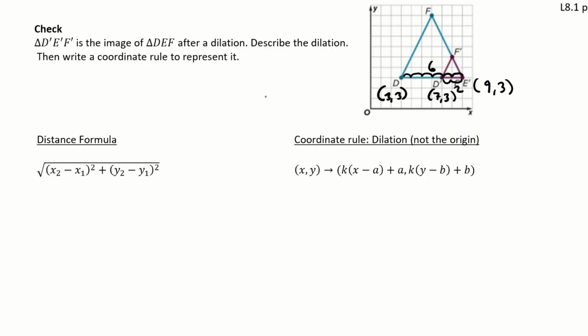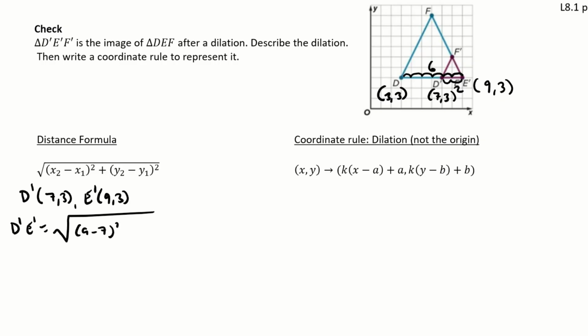So we could do that. However, I am going to do the distance formula just so you can see how it works. Okay, so let's write down the coordinates. Let's do D prime and E prime. D prime is 7, 3. E prime is 9, 3. And so we can do the distance formula. D prime E prime equals the square root. Subtract the x coordinates, 9 minus 7. Now subtract the y coordinates, 3 minus 3. And that gives us 2 squared plus 0 squared, which is 2. That's exactly what I said it was.